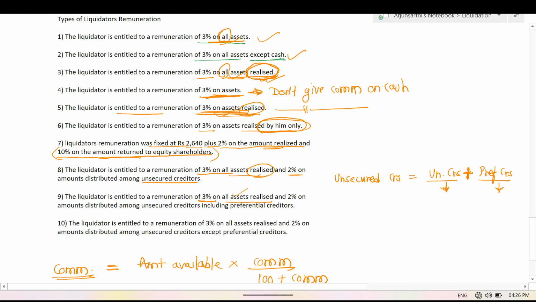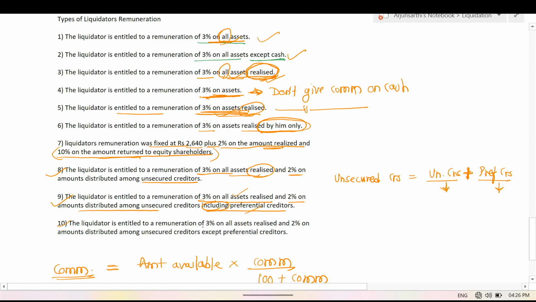Now you will find this is a very popular case in exams, correct? And then 2% on the amount distributed among unsecured creditors including preferential creditors. The 8th and 9th ones are one and the same. They are specifically asking us to include preferential creditors. If nothing is mentioned also, then we must pay commission on preferential creditors. If it is mentioned, then we have no option, we will pay.